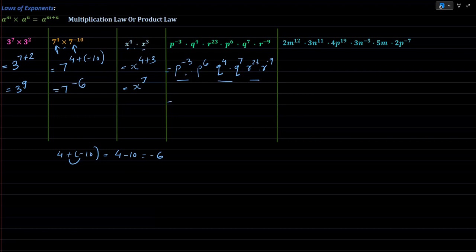So what will be the expression? P is the common base here. You can simply add their powers. Negative 3 plus 6. Now friends, you know negative 3 plus 6 will give you 3. Q to the power 4 plus 7. And what is 4 plus 7? 11. And R to the power 23 plus negative 9, and that will be equal to 14.